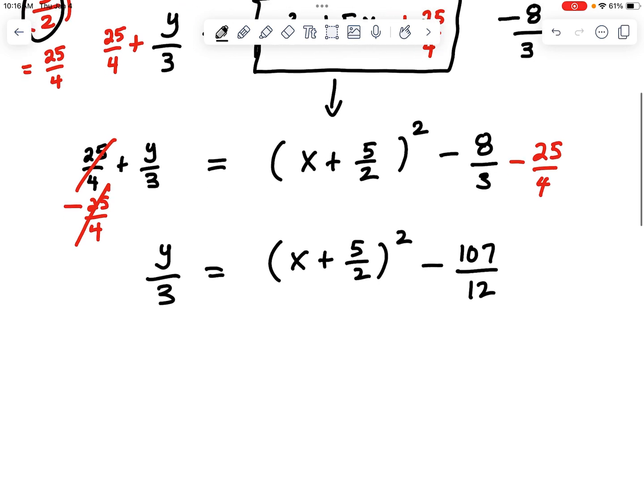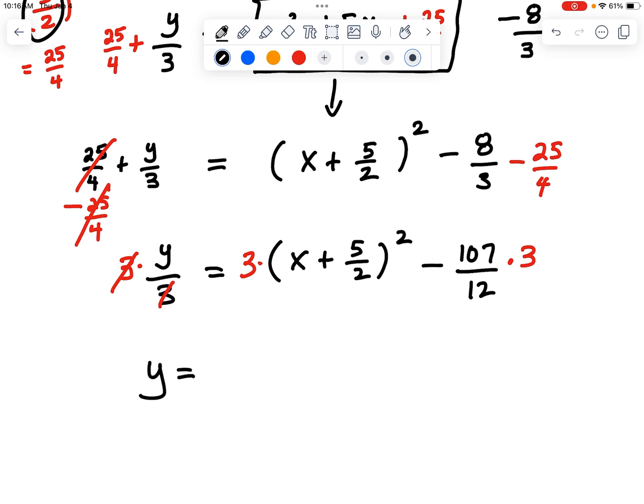And then we just have 2 more steps. One is I need to solve for y, so I need to multiply by 3 and multiply by 3 and multiply by 3. These are going to cancel, so we just have y equals. And then leave the 3 on the outside of the parentheses. And for the last part, 3 will divide into 12 4 times, so it leaves negative 107 over 4.